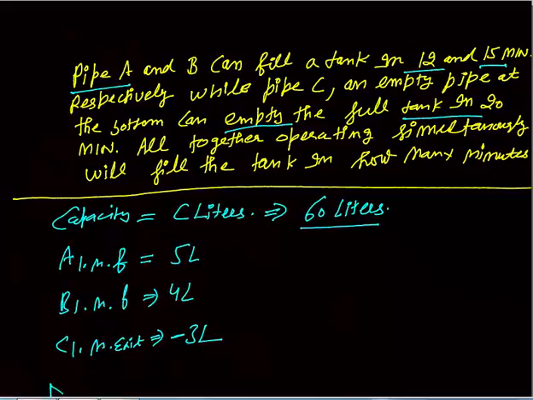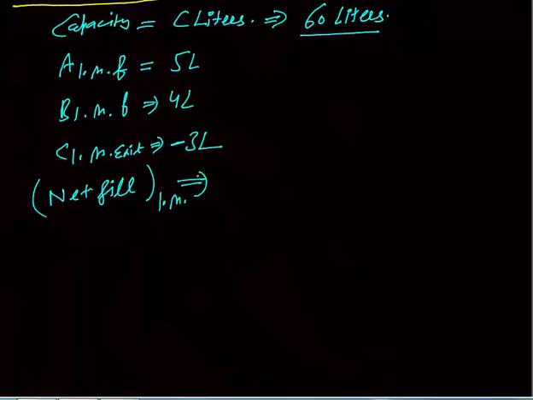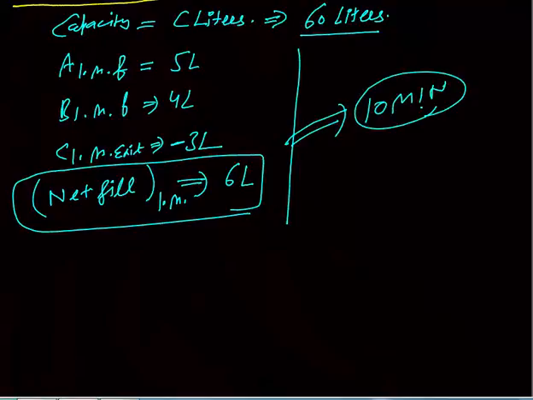So it is minus. Net fill in 1 minute would be how much? 5 plus 4, 9, minus 3, 6 liters. Because filling pipes are filling 5 plus 4, 9 liters, and the exit pipe is exiting 3 liters. So net fill is 6 liters. So how much time will it take to fill 60 liters? By common sense, it will take 10 minutes, because in 1 minute they are filling 6. To fill 60, it will require 10 minutes.